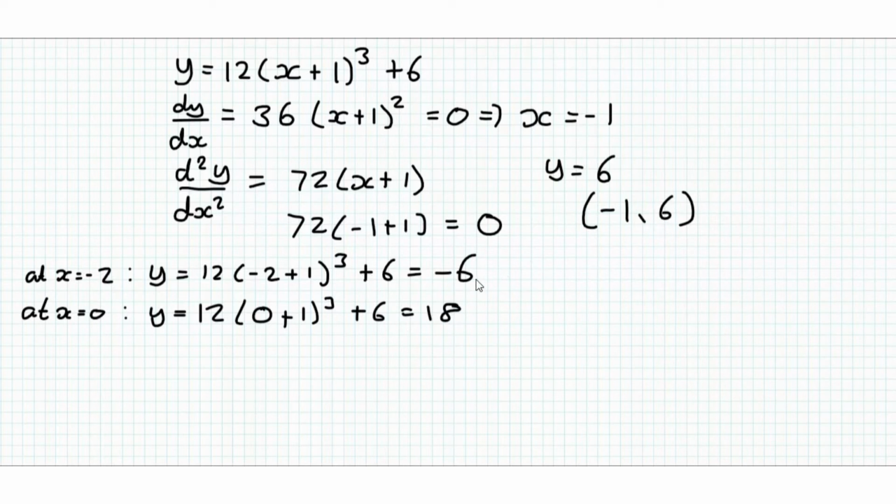So at the point just below, the y coordinate is smaller than our stationary point, and at the point just past it, the y coordinate is greater. So we know it's not a min or a max, because if it was a max, both of these would have to be lower than 6, and if it was a minimum, both of these would have to be greater than 6. So we know that this point is a point of inflection.